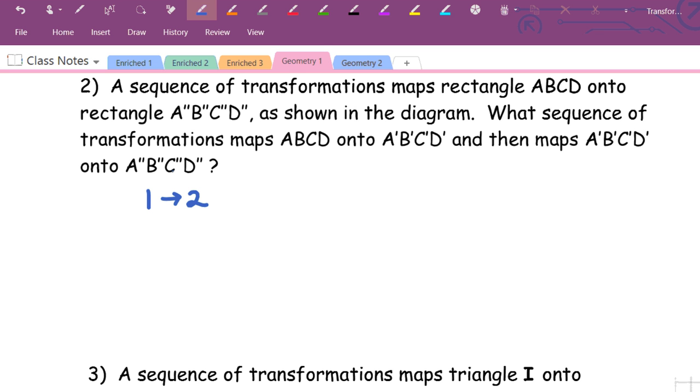That's 2 of it. 3. We go through and say, that, I think, is my very first step. I list out reflection over the x-axis. That gets me from 1 to 2. X-axis reflection.